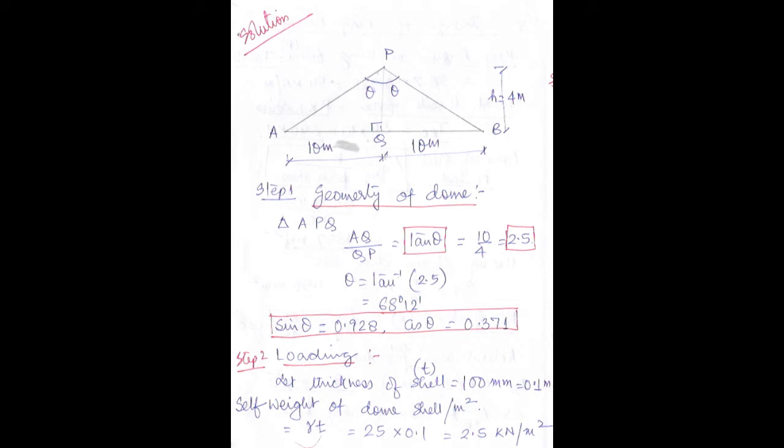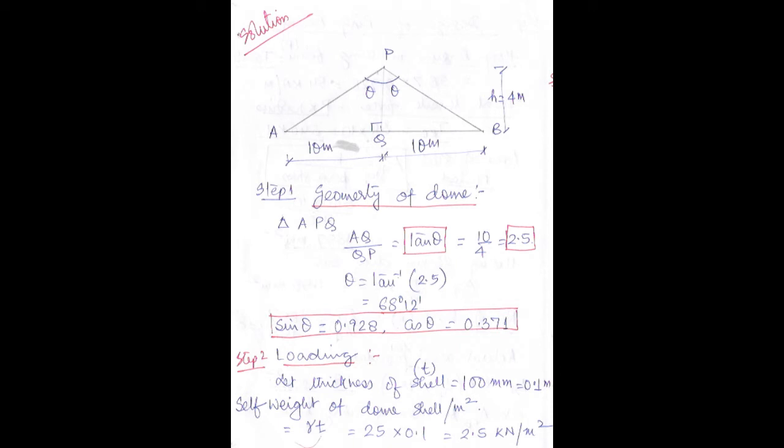Now step number 2. In step number 2, we have to consider the loading. What I have told you earlier is that let us assume a thickness of the shell as 100 millimeter. So 100 millimeter means 0.1 meter. You have to divide it by 1000, so you will get 0.1 meter.